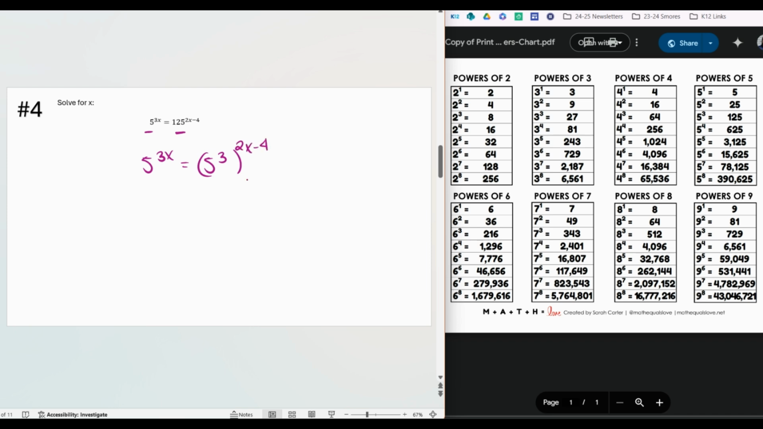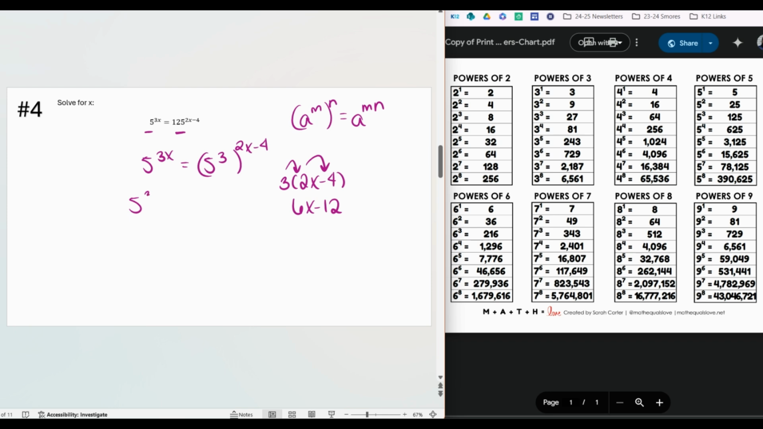4 power. Remember, our power of a power property tells us that if we have a to the m raised to the n power, that's going to be a to the m times n, right? We multiply the exponents together. So since we have 5 to the third to the 2x minus 4, we're going to do 3 times 2x minus 4, which means we're going to distribute that 3, and that's going to give us 6x minus 12.